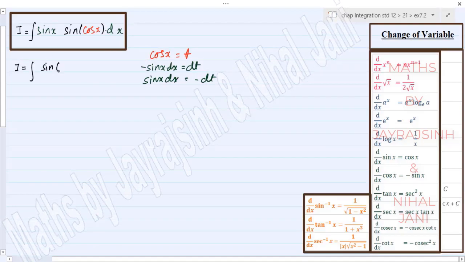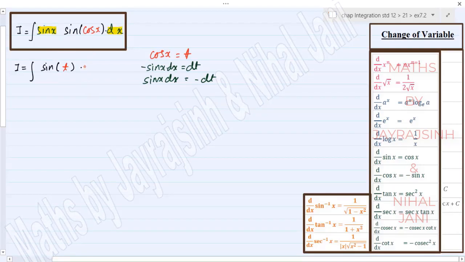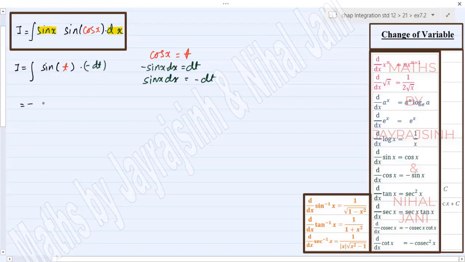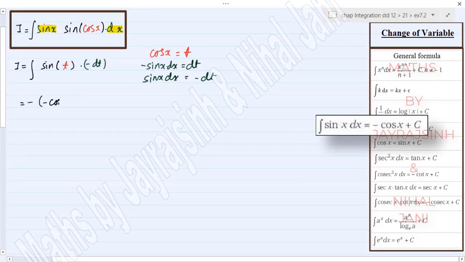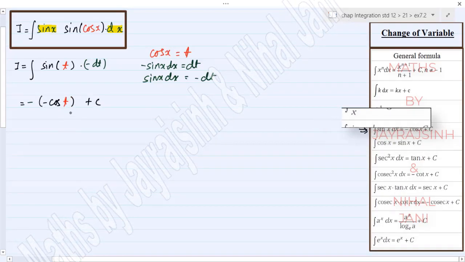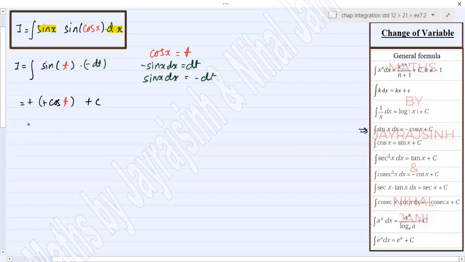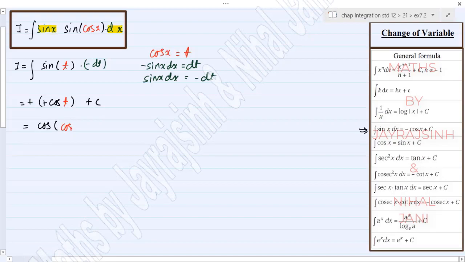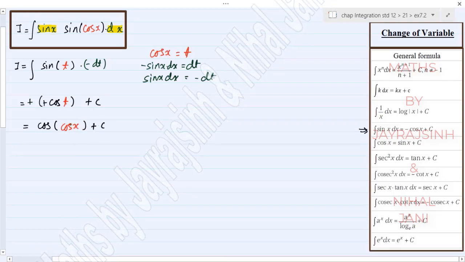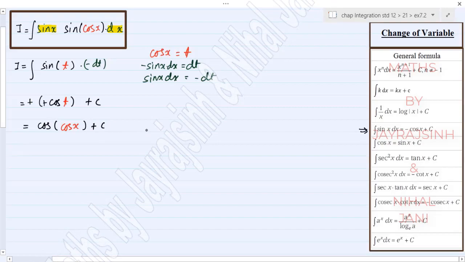This sine of cos x will become sin t, and this sin x dx will become minus dt. So you don't have to worry about this negative sign. Just integrate sin t. The integration of sin t is simply minus cos t plus c. So this minus minus will become plus, and to get the final answer, just substitute the value of t, which is cos x. So cos of cos x plus c is your final answer.